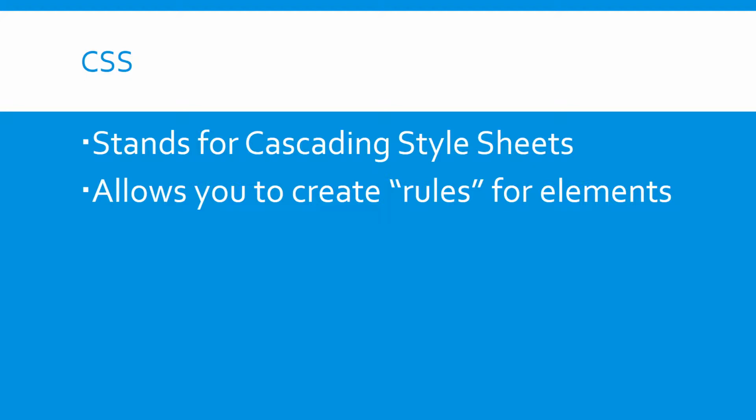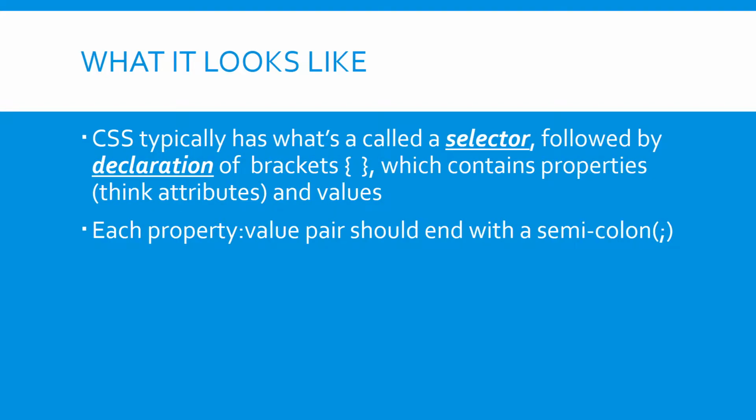So moving forward, all cascading style sheets are doing is just shortcut rules for making your website or your web page look good. And what it typically looks like is a little bit different than HTML. We don't have the angle brackets or anything like that anymore.